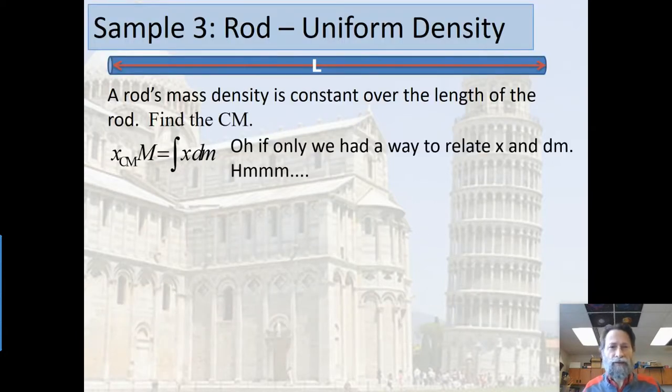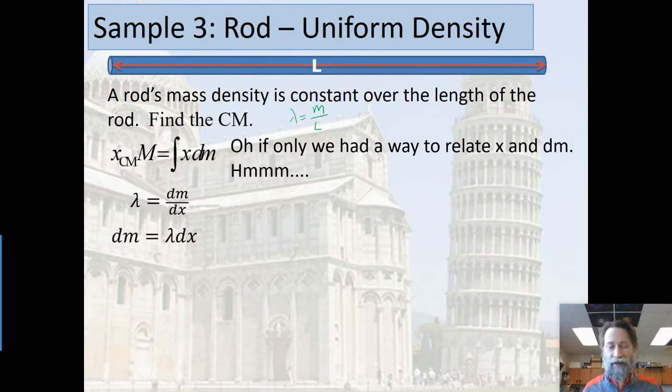So let's say that we have a uniform density rod. That means the density is not changing. So a rod's mass density is constant over the length of the rod. Then couldn't we look at that and say the density of the rod is going to be the total mass divided by the total length of the rod? Oh, if only we had a way to relate x and dm. And oh yes, that's what we talked about in the line density equations, right?